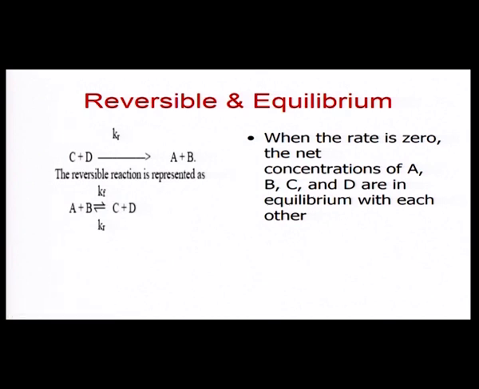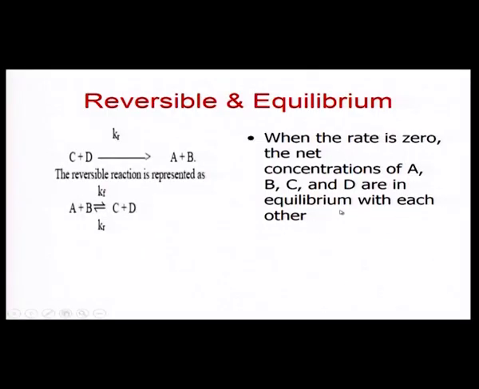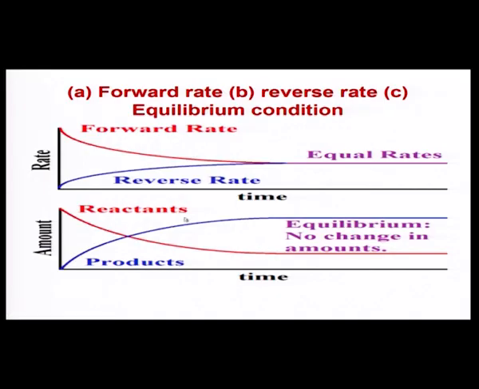And in these types of reversible equilibrium based reactions, when the net rate is 0, the concentrations of A, B, C and D are in equilibrium with each other. When the rate of the reaction is 0, that means no conversion of reactant to product or product into reactant is taking place, and that is what refers to chemical equilibrium. And it can be determined with respect to the rate as well as the amount of reactants and products formed with respect to time.